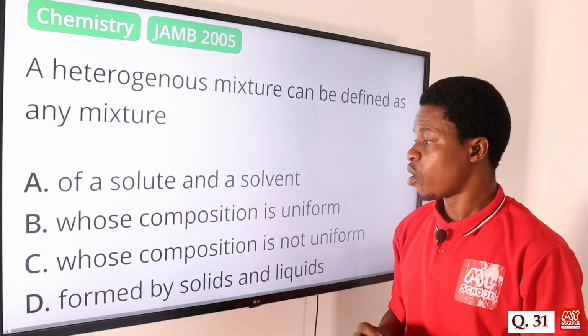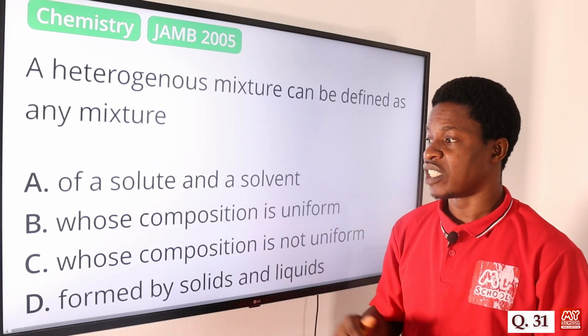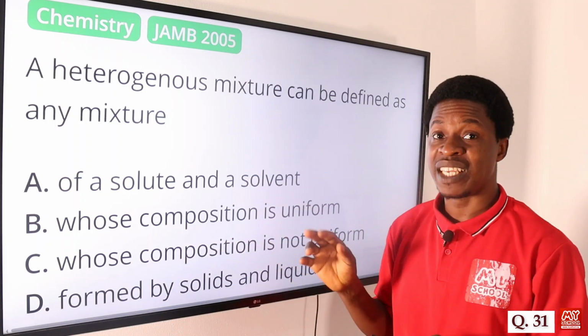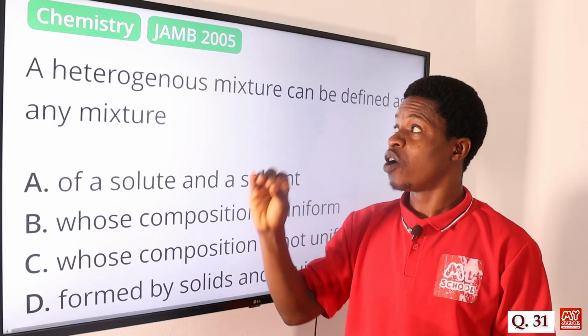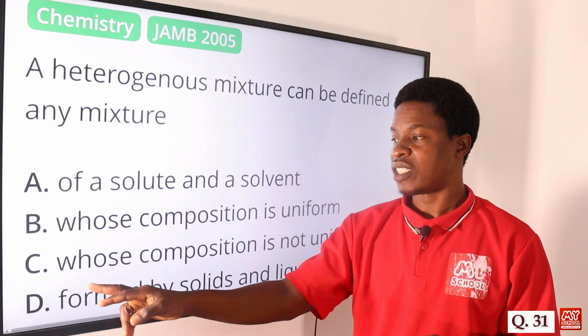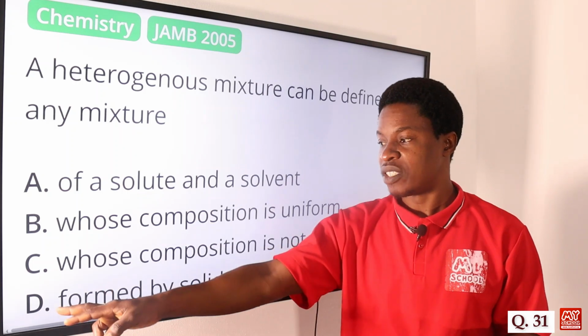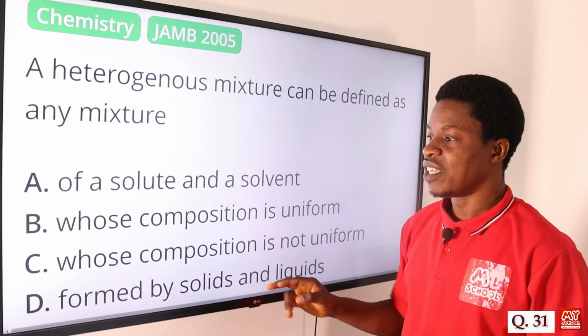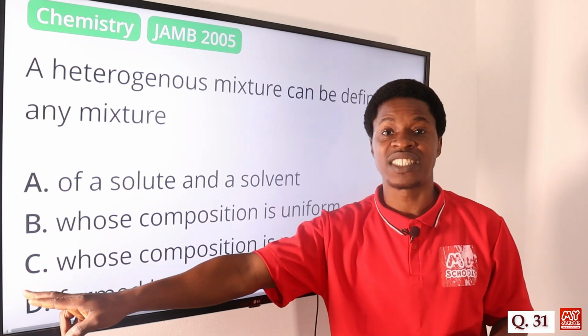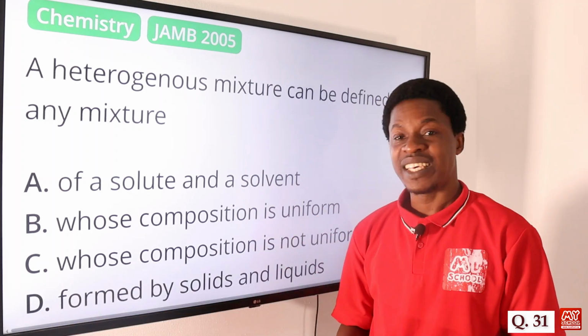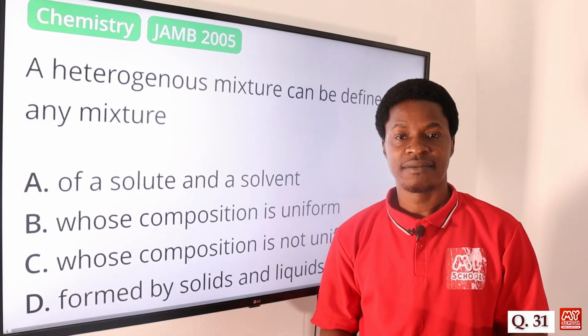Option B says whose composition is uniform. If the composition is uniform, then it is a homogeneous mixture, not heterogeneous. Option C says whose composition is not uniform. Of course, that is heterogeneous. And option D says formed by solids and liquids. No, so the correct answer is option C, whose composition is not uniform.